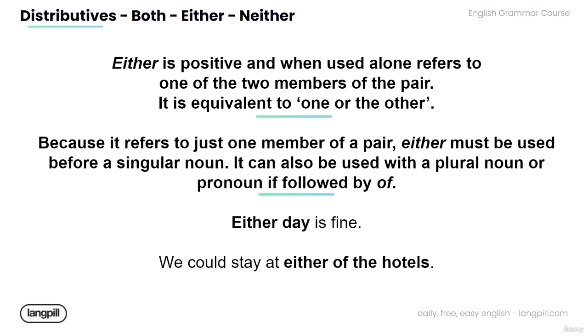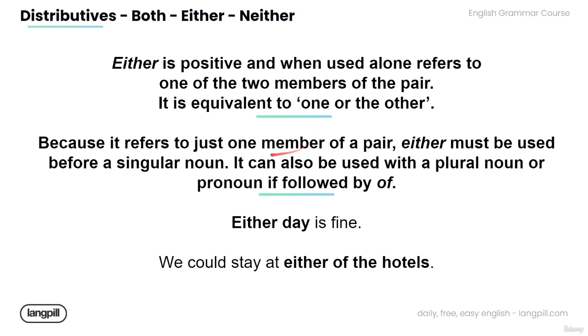Anyways, in this part, we're going to look at the word either. You can pronounce it either or either. This is a word that we use when we want to talk about one of the members of a pair. So when you have two things and you want to talk about one of them, we can use this word either. It's basically the same thing as saying, one or the other of the two items.